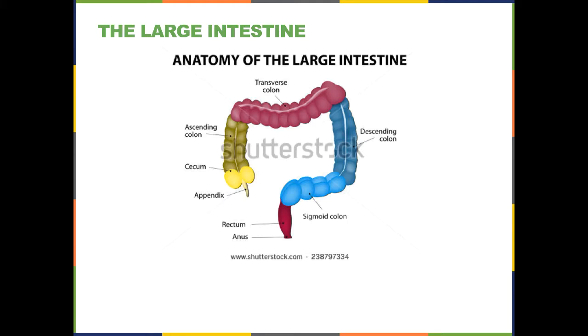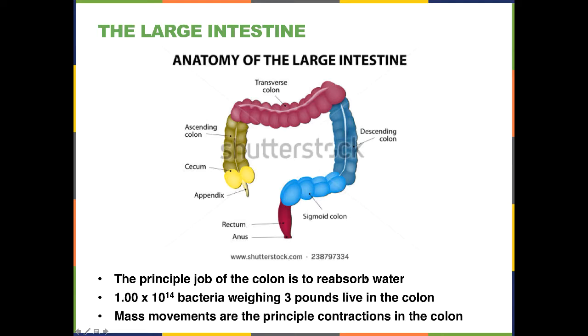Now, talking about the large bowel, it is broken down into four sections. There's the cecum, which is here, the ascending colon, the transverse colon, the descending colon, and the sigmoid colon. The principal job, as I said before, of the colon is to reabsorb water. The colon has a huge number of bacteria. 1 times 10 to the 14th, or 100 trillion bacteria that weigh about 3 pounds, live in the colon, which is why if the integrity of the colon is lost, infections occur.